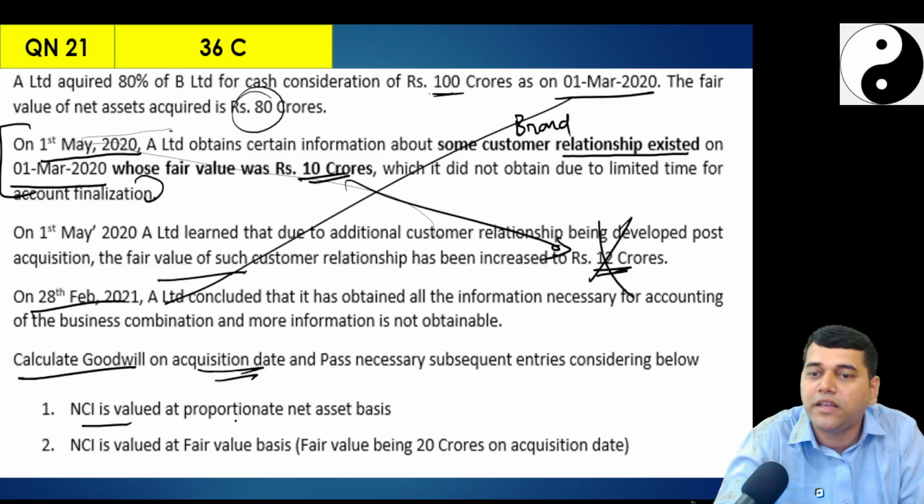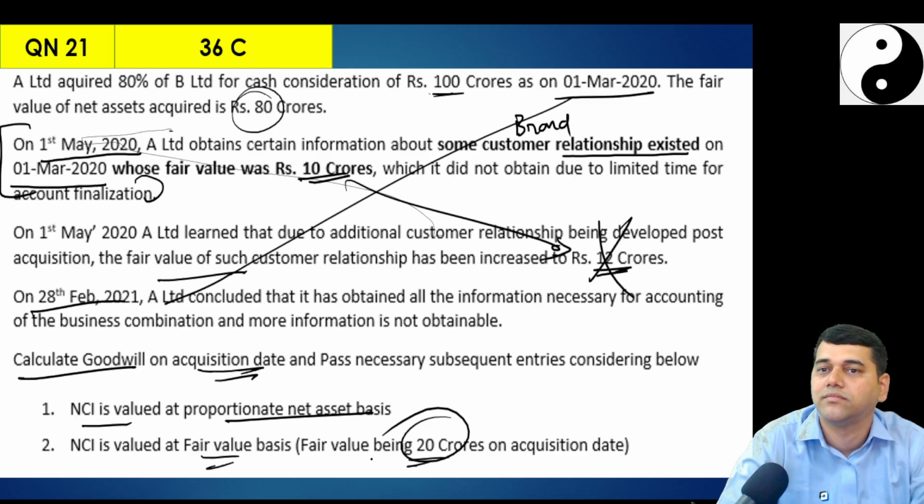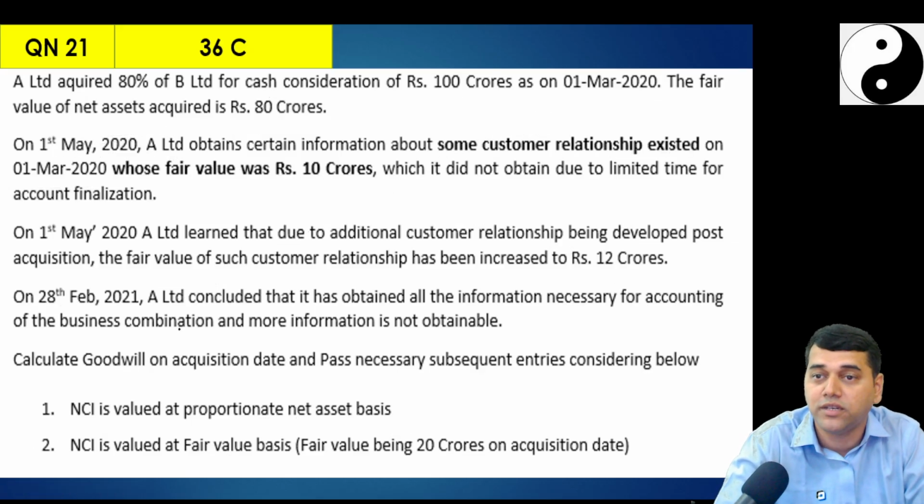Where NCA is valued at net assets, NCA is valued at fair value, the fair value being 20 crores. Followed? Yes. Tell me, students. Okay, first of all, I missed something. Do I have any goodwill here? See, understand. I also made a mistake along with you.